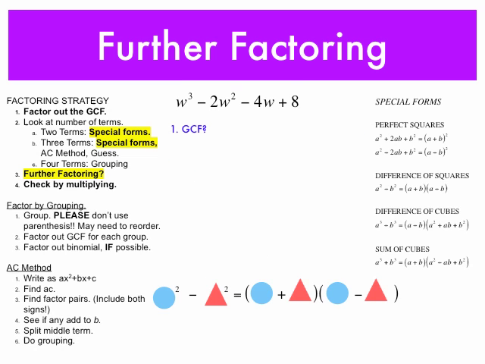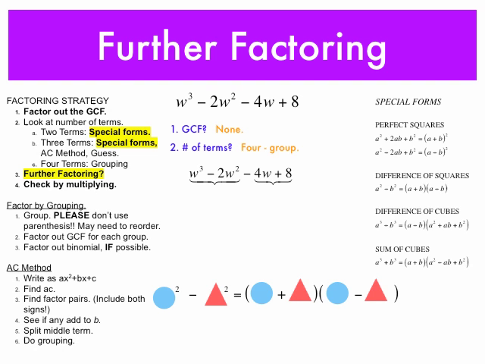Okay, let's do another one. Now pause this and do this on your own. Okay, is there a greatest common factor? No. How many terms are there? There's 4, so we'll group. Group the first pair and group the second pair. The first pair, what do they have? They have a w squared.